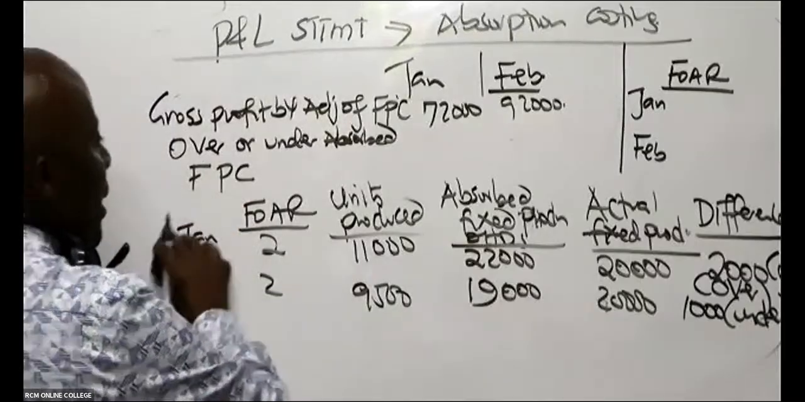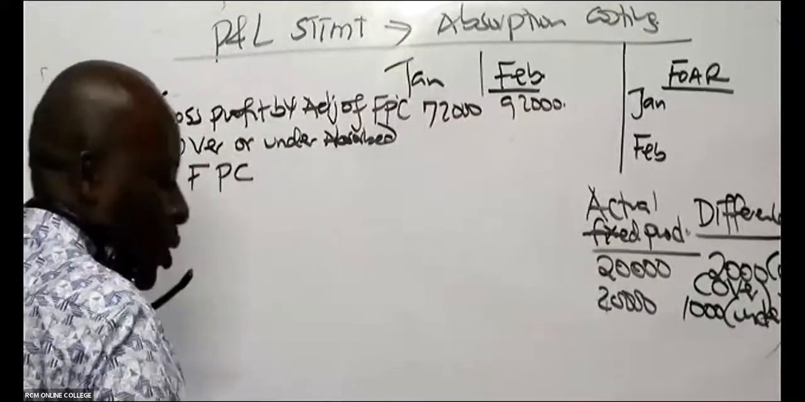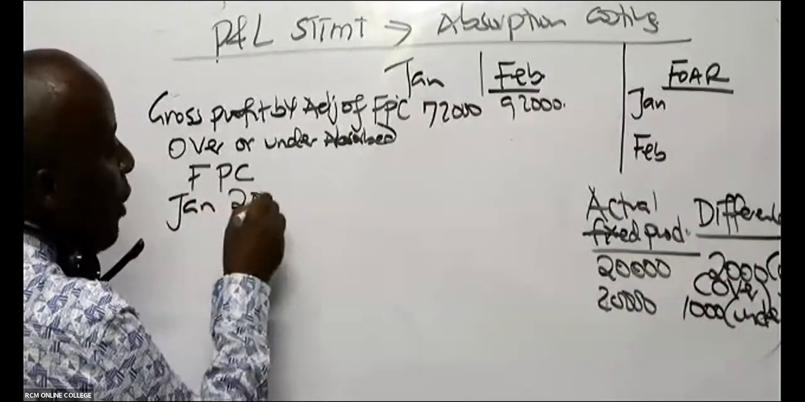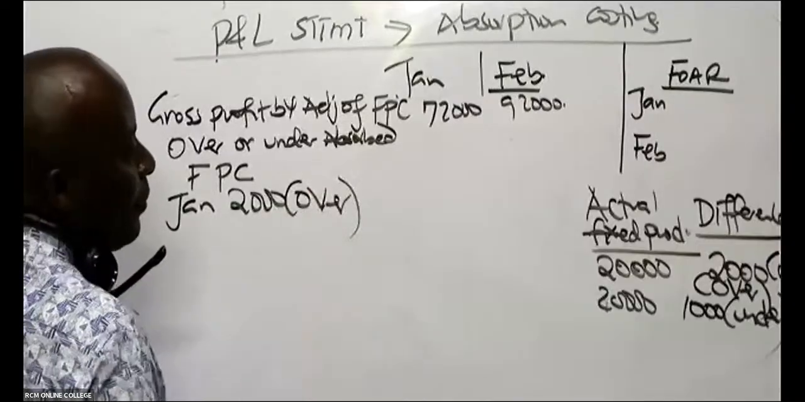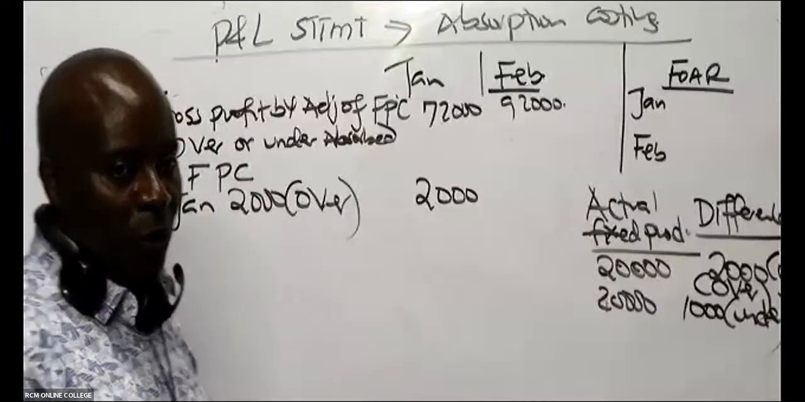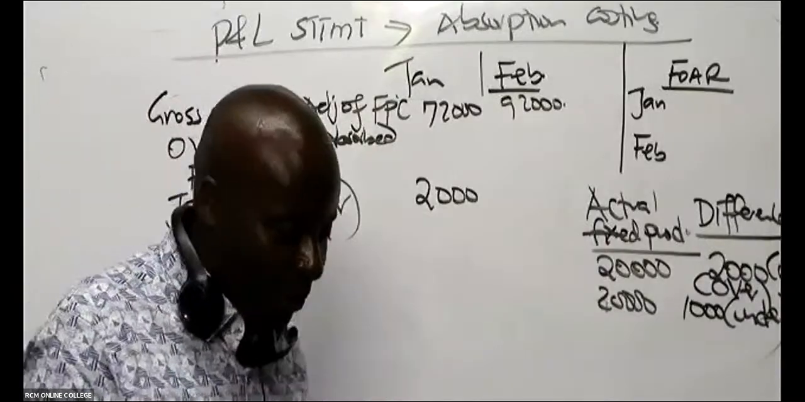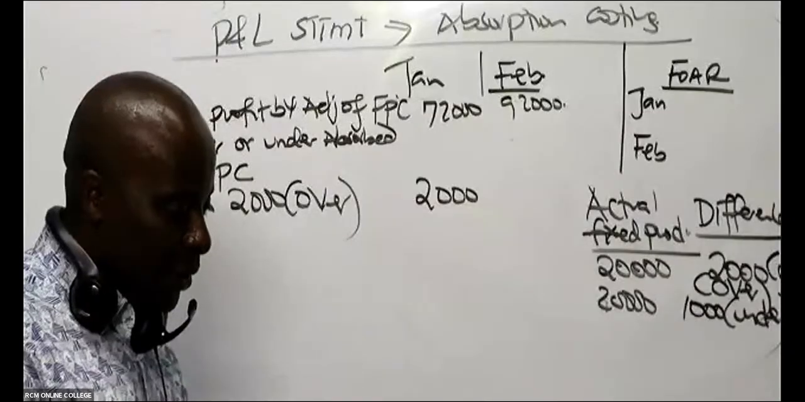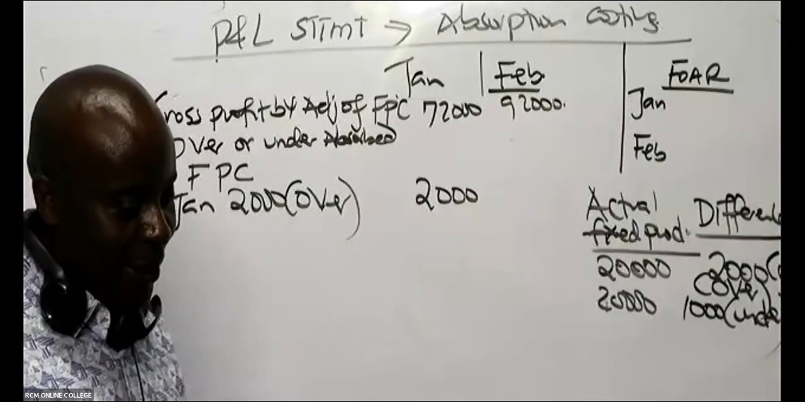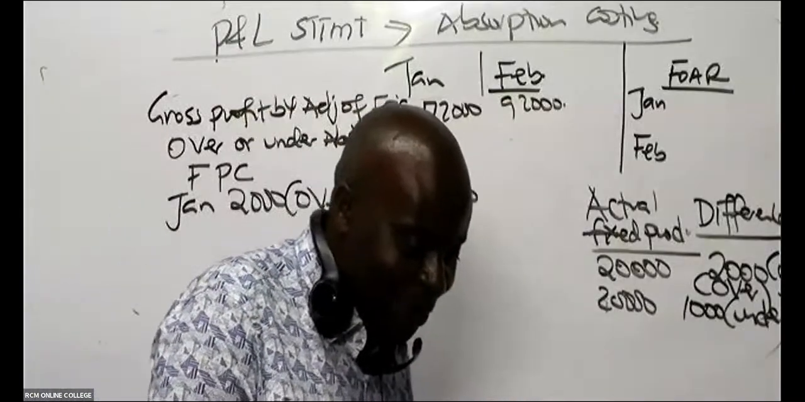Now I'm so happy, because now what I will do, I will come and say January. So January, we had a figure of 2,000, which was over. So I'll be able to bring and put it here, 2,000. So the question is, if it was over-absorbed, do I add it here or do I subtract? Tell me add or subtract, or if you know nothing, tell me 'Ich weiß nichts', a German statement saying I know nothing. Add or subtract.